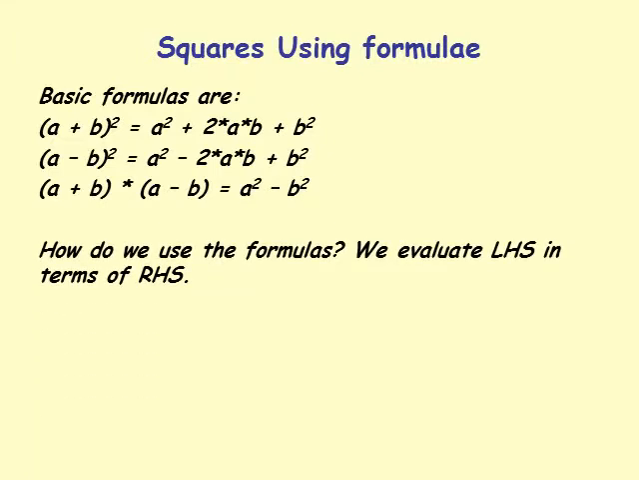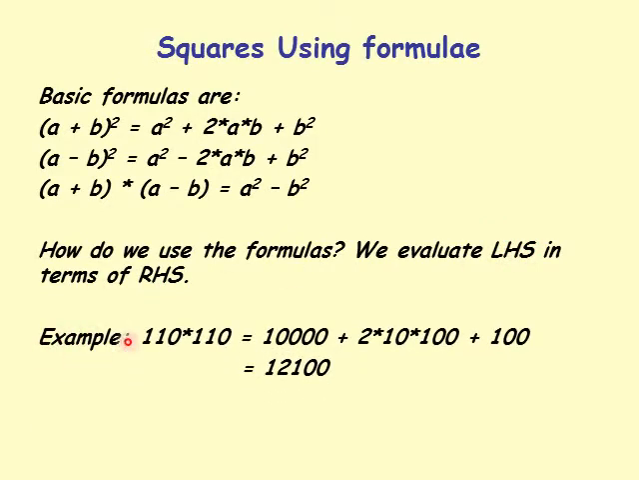Let's continue here. How do we use the formula? We evaluate the left-hand side in terms of the RHS, the right-hand side. So let's compute 110 times 110. We would apply this formula here. 110 is 100 plus 10. So a squared is 100 squared right here. 2ab is 2 times a times b, and here b squared is 100. So we got 12100. We could also do that using base multiplication.